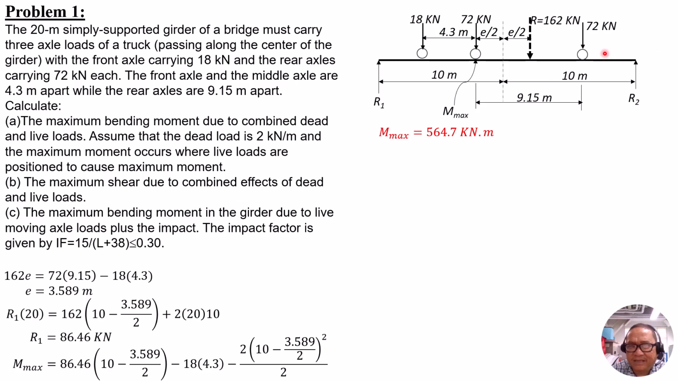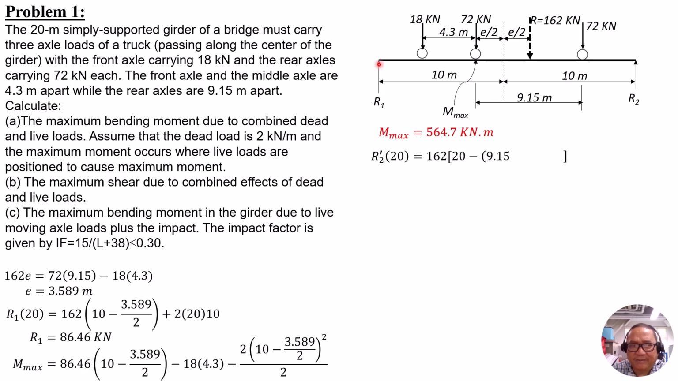Then the maximum shear due to combined effects of dead and live load. So we imagine that this 72 kilonewton load will be on this end here, and since we only consider the resultant, the distance of the resultant from this end would be this distance here, which is 9.15 minus E. Therefore, its distance from support 1, left support, would be 20 minus quantity 9.15 minus E. And take note, dead load is considered. So I'll call it R2 prime times 20.